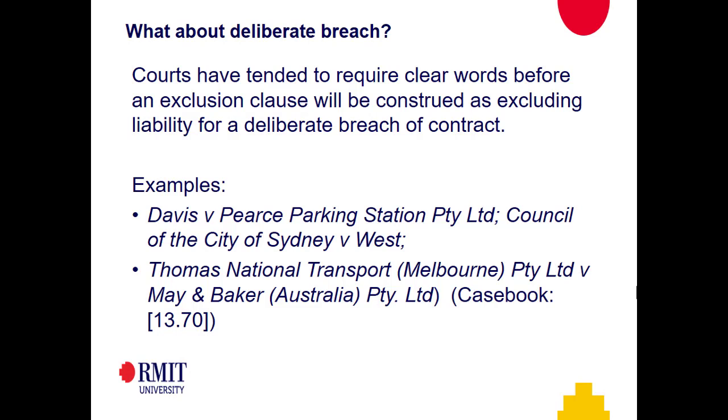What about a deliberate breach? Forget negligence. What about if you do something that breaches the contract? In what circumstance could an exclusion clause be broad enough to cover that? Courts have essentially tended to require very clear words before an exclusion clause will be construed as excluding liability for a deliberate breach. So it's hard to do, but it's not impossible.